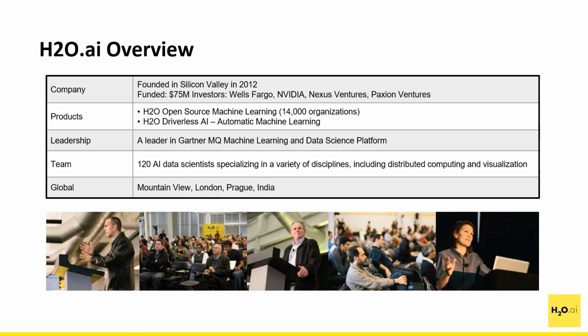Nexus, and Paxion. We also were named as a leader in the Gartner Magic Quadrant for machine learning and data science platforms. And we'll talk about that in a little bit more detail. We are about 120 folks right now, which includes a mix of some of the world's best AI experts, including Kaggle Grandmasters. For folks who are not aware of Kaggle, Kaggle is an online tournament for data scientists who compete for fame and a little bit of money by delivering the best data science results.